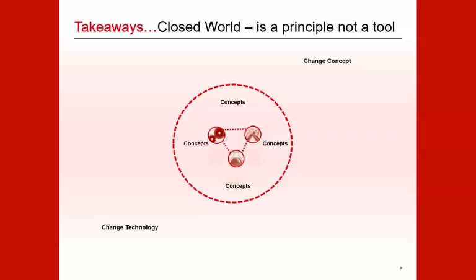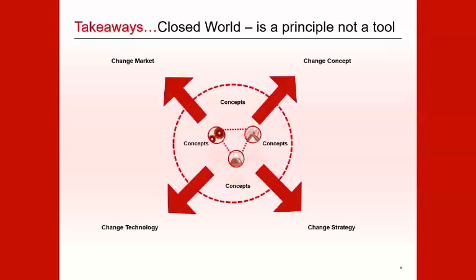So what are the takeaways? The closed world consists of current components, current relationships between the components, and the current concepts. If we are going to change the concept, change the technology, change the mindset, or change our strategy in a very sharp way, then we are moving away from the closed world. The closed world is a principle, it's not a tool.